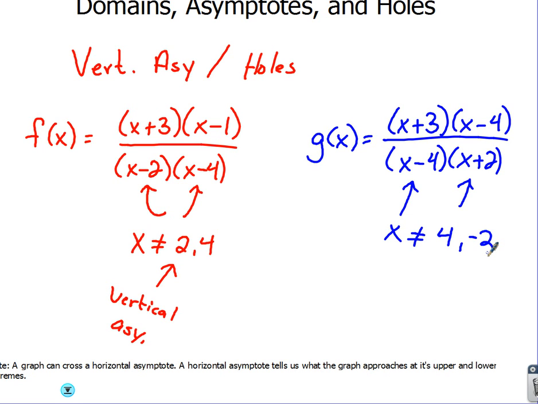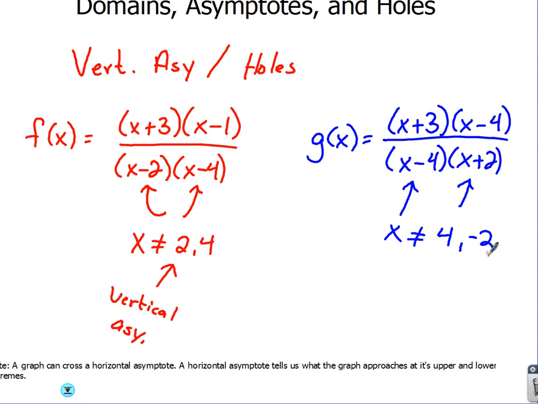I will tell you this. One of those excluded values will result in a vertical asymptote, just like over here. The other excluded value will actually result in a hole. Can anybody give me an educated guess as to why one of them might be different? What's different about it? It doesn't. That's a good guess. It doesn't have anything to do with the negatives. See anything else that's different about it?